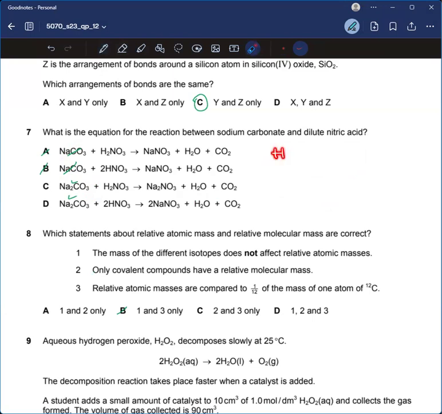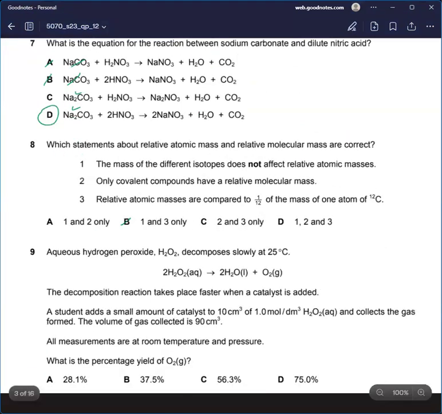H has an oxidation state of positive 1 and nitrate has an oxidation state of minus 1. So when these charges are exchanged like this, it would become HNO3, which means this formula is right. So D would be the right answer. Okay. All right.